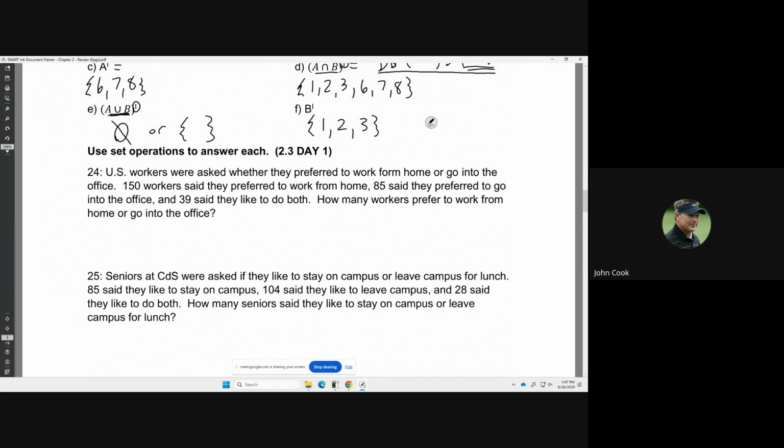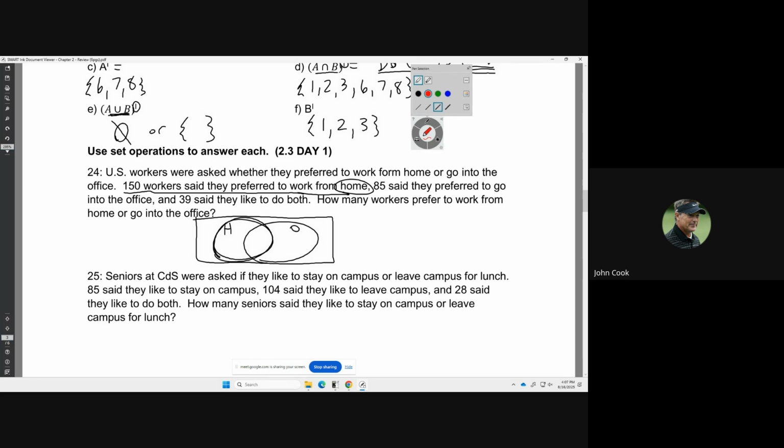What you would do is make one of those little Venn diagrams, and then you'd have people that like to work from home. Let's say that that's H, and the ones that like to work from the office, that's O. You make a little rectangle around it to represent people that didn't want to work either of those. That's like the whole rest of the population, right? That just doesn't want to work in general. Anyways, if it says 150 workers say they like to work from home, then 150 total are going to be in this H circle.